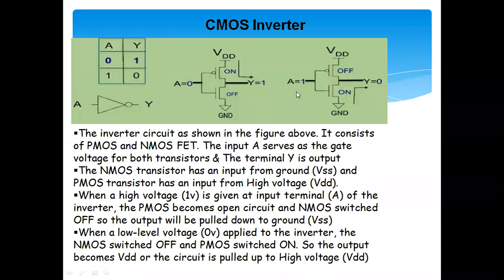Similarly, in another case where input is 1, now this 1 will go here, this PMOS will be off, and this NMOS will turn on. This NMOS will turn on and it is capable of passing logic 0. And of course, as this is connected to the ground, you will get the 0.